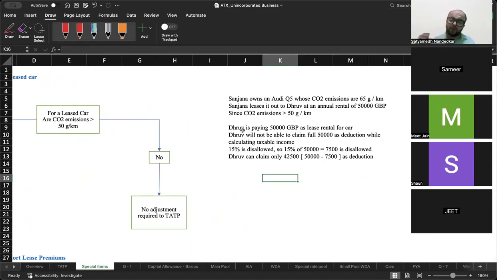She has given it out to him on rent. It's a lease agreement. Dhruv is paying 50,000 pounds as lease rental for the car. Dhruv will not be allowed to claim the full 50,000 as a deduction while calculating taxable income. 15% is disallowed. So 15% of 50,000, which is 7,500, is disallowed.